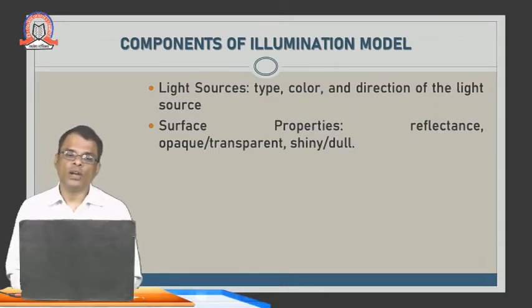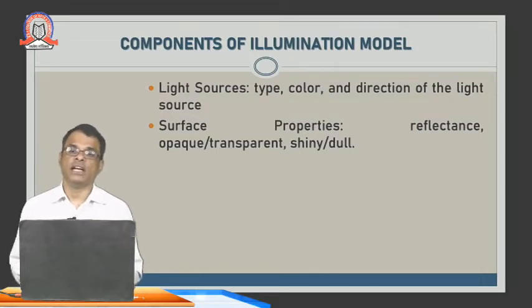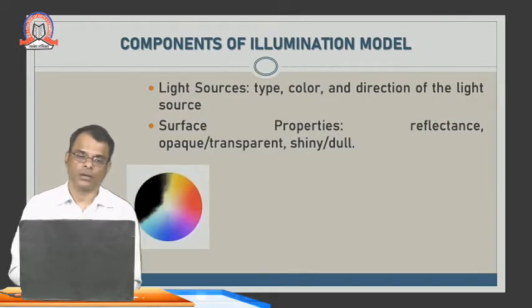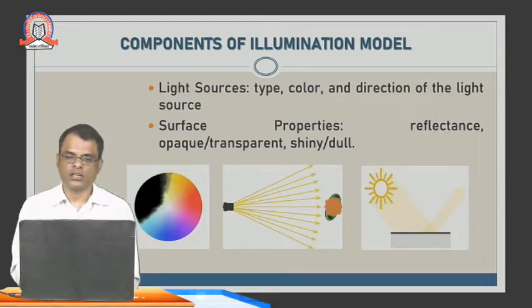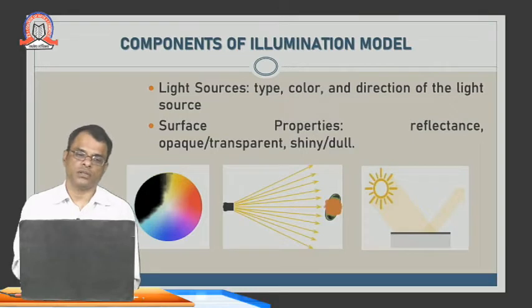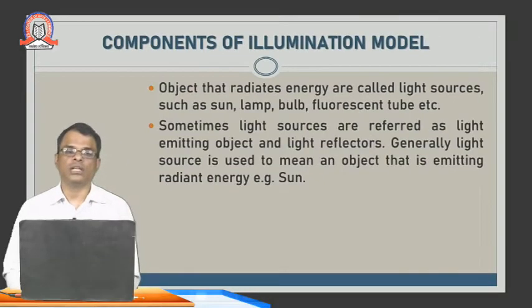The second component is surface properties, whether it is reflective, opaque, transparent. Opaque means we can't see through, transparent is like glass, shiny or dull. All these things affect the illumination model. So these are some images. Bright sunlight is there, you can consider the torch, and some of the color shades are there, you can see.